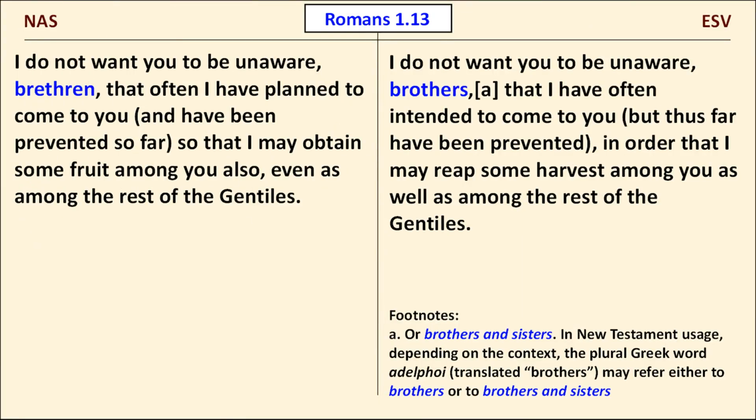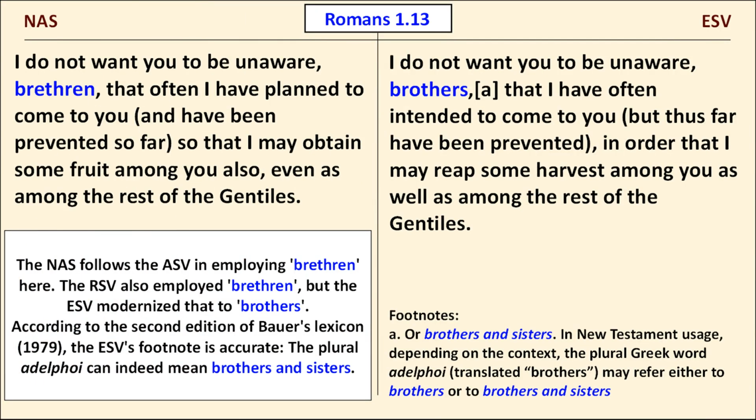We'll back up to Romans chapter 1, verse 13. The NAS follows the ASV in employing the word "brethren" here. The RSV also had "brethren," but the ESV modernized that to "brothers." According to the second edition of Bauer's Lexicon, 1979, the ESV's footnote here is accurate.